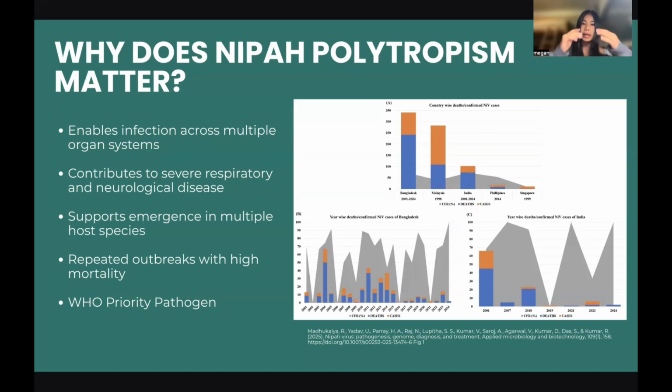While we now understand many of the mechanisms that allow Nipah virus to enter cells and affect diverse tissues, much less is known about what determines disease severity once infection is established in different organs. For example, why do some tissues experience more severe damage than others, and how do tissue-specific responses contribute to respiratory disease, encephalitis, and systemic pathology? Answering these questions could help identify more precise therapeutic targets and improve our ability to respond to future outbreaks. Because of these characteristics, Nipah has been designated a WHO priority pathogen and remains a major focus of emerging infectious disease research.